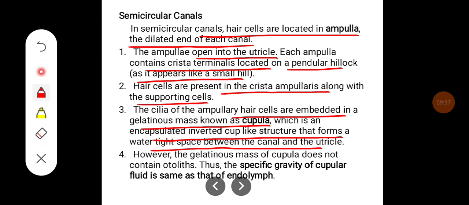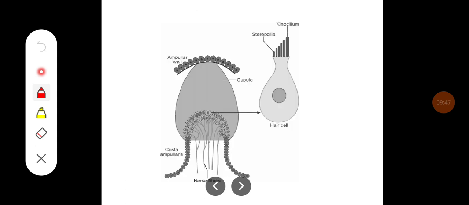However, the gelatinous mass of the cupula does not contain otoliths. Thus, the specific gravity of the cupular fluid is the same as that of endolymph. So this is the structure of the crista ampullaris. You can see the arrangement of the hair cells, the hairs of which are embedded in the cupula. And the hair cells here in the cupula are exposed to the endolymph, and the hair cells also contain the kinocilium and the stereocilia.